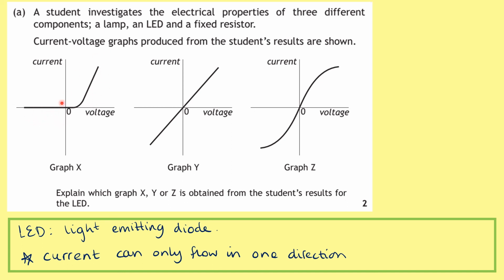We can see the current is flowing up here. This current is above the 0 value, and it's not flowing below 0. It's at this 0 line just here. So we've already given the justification: current can only flow in one direction. We just need to give our answer. It is graph X.